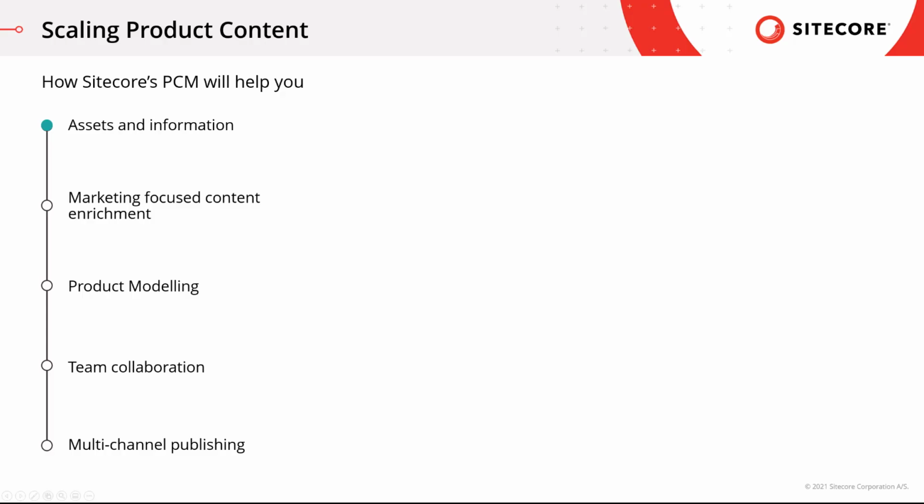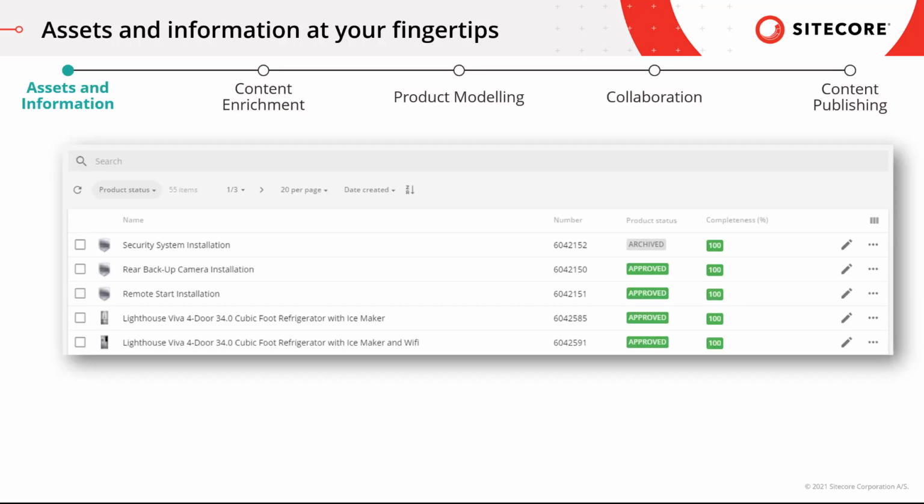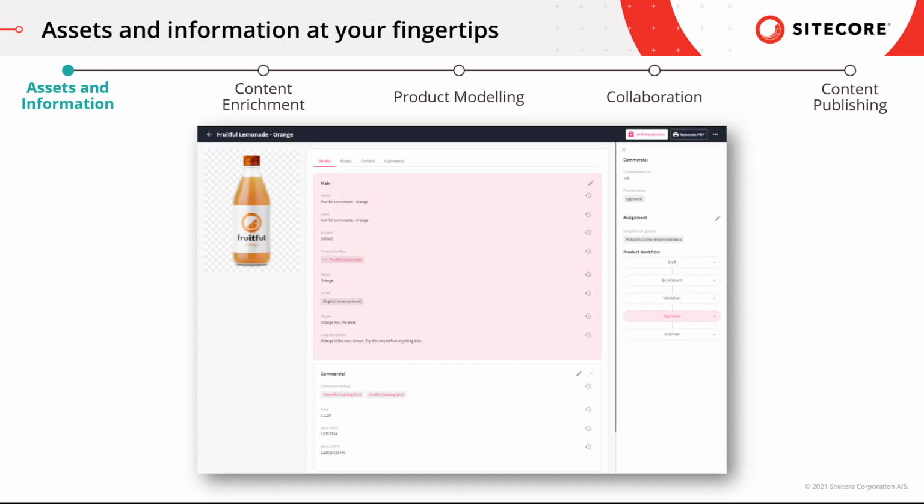Assets and information is the core of Sitecore PCM, as they are the core to most businesses we work with. Today, we'll look at how the solution enables great searchability, easy to configure filters, and intuitive navigation across the entire platform. As a quick overview, Sitecore PCM provides an interface to search through and then visualize products from the whole organization. These products can then be edited and published as needed.